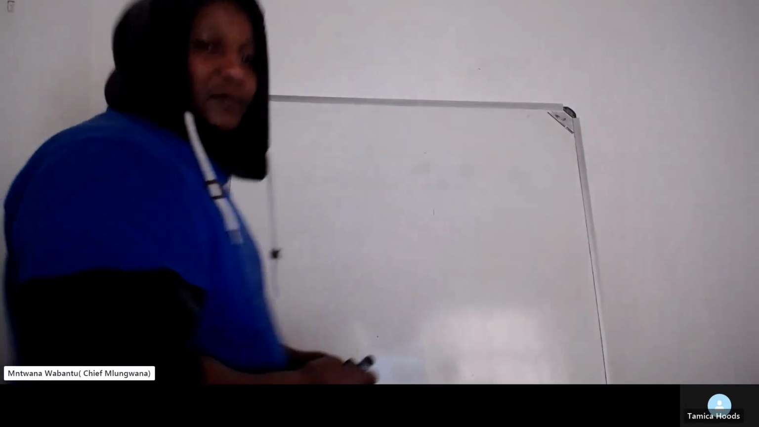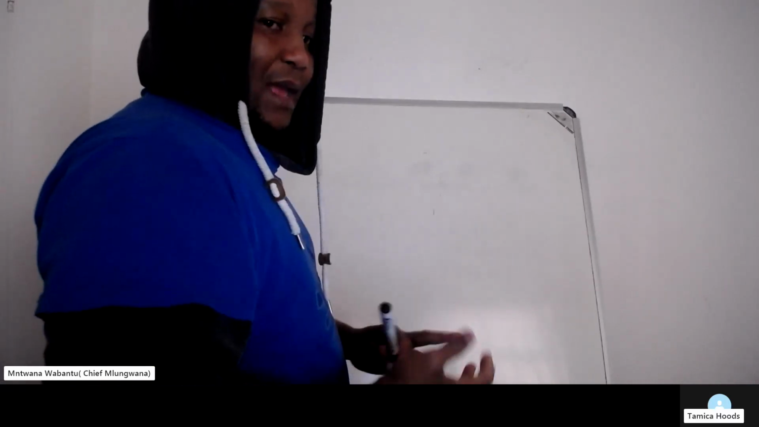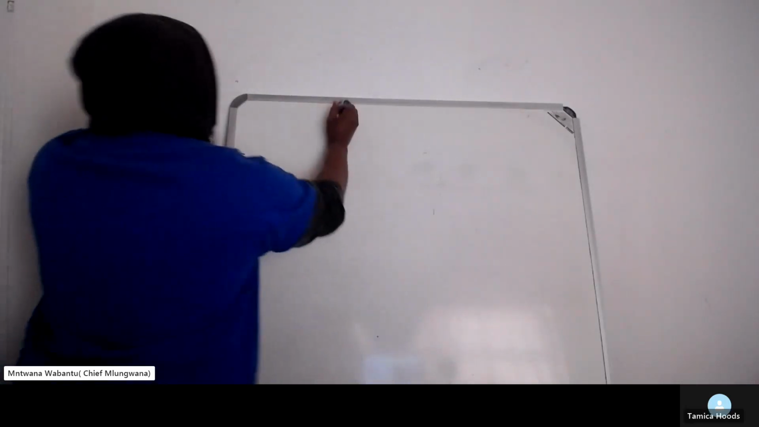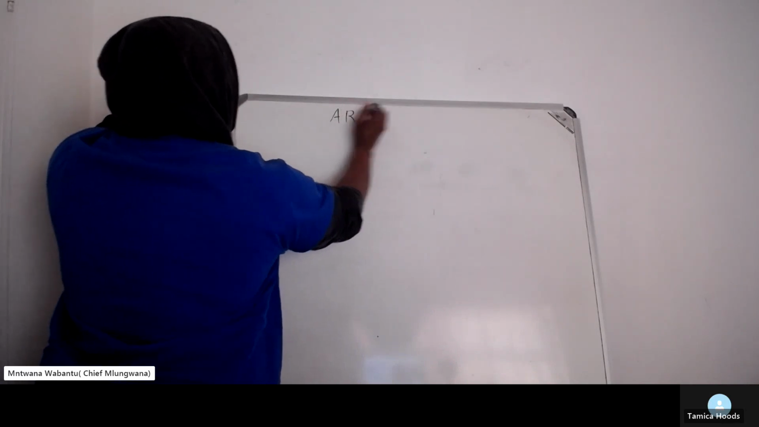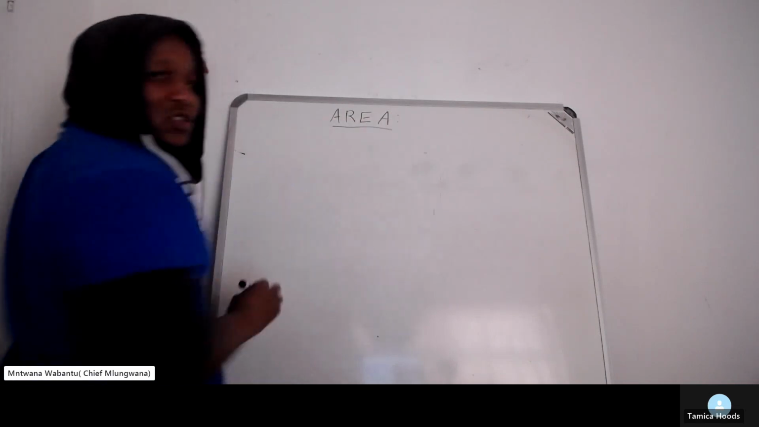So let's do area, volume, and perimeter. Okay, now let's start with the area. So we're gonna check the area of different shapes, area and perimeter. So let's start with the square.